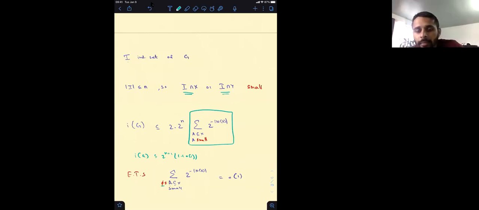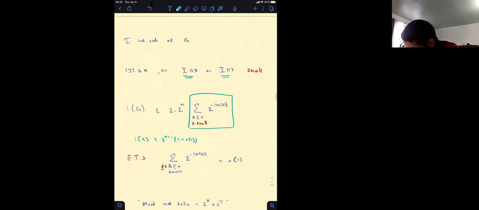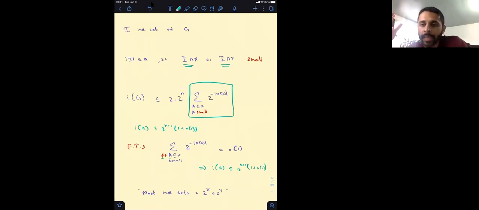If we want to show that the number of independent sets of G is at most 2 to the n plus 1 times 1 plus o(1), then we need to show that in this summation, the contribution of all the non-empty sets A is tiny. Are there any questions so far? This would imply that the number is at most 2 to the n plus 1 times 1 plus o(1). So this reiterates the fact that most independent sets are just subsets of X or subsets of Y.